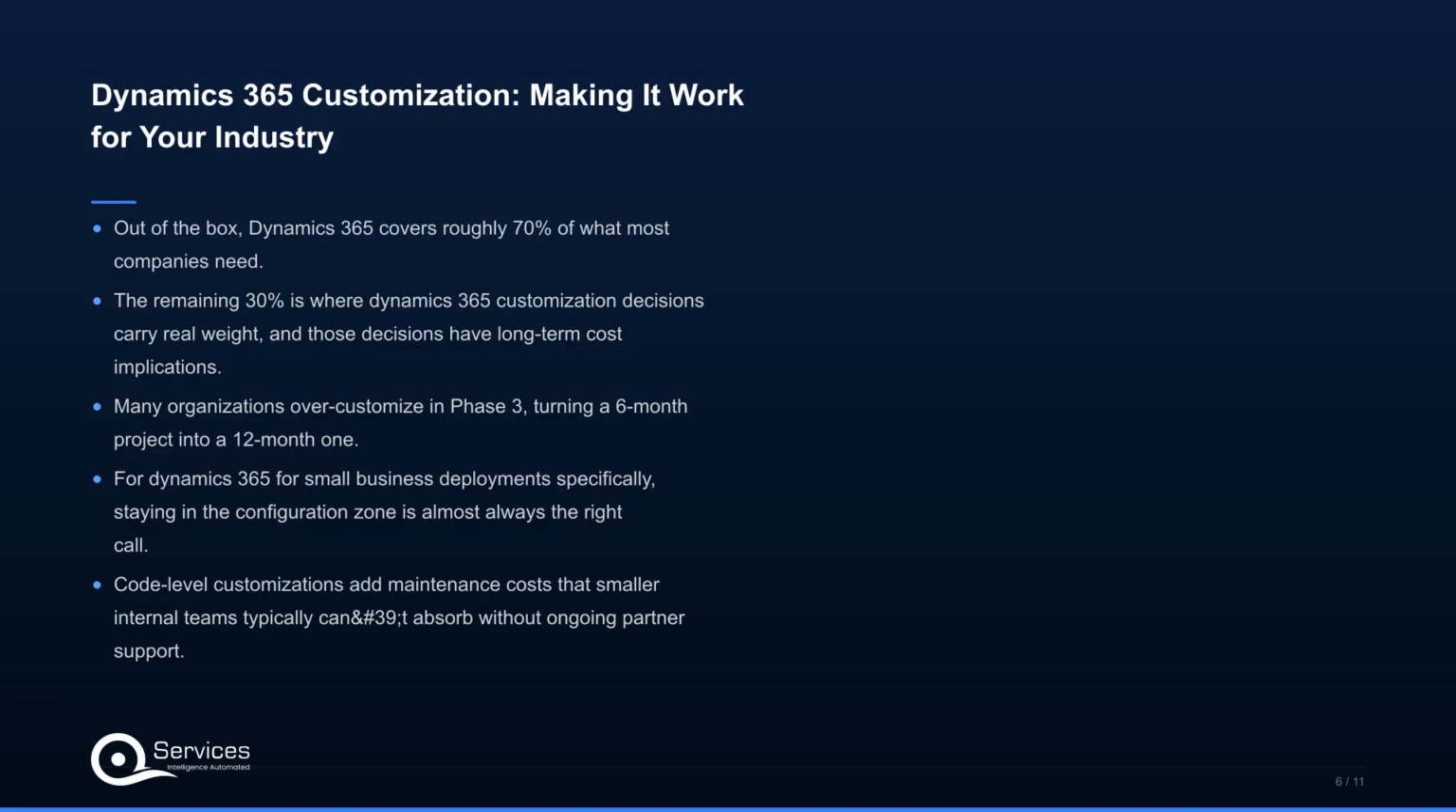Code-level Dynamics 365 customization makes sense for real-time server-side logic Power Automate can't handle, complex pricing engines or multi-level approval hierarchies, or industry-specific compliance audit logging. For Dynamics 365 for small business deployments specifically, staying in the configuration zone is almost always the right call. Code-level customizations add maintenance costs that smaller internal teams typically can't absorb without ongoing partner support.